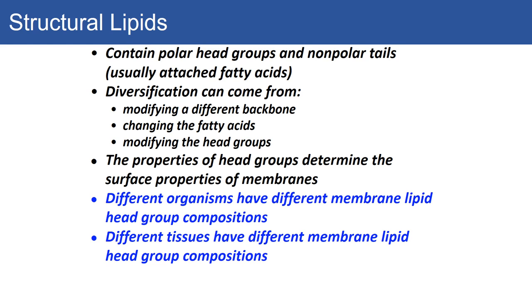Different organisms have different membrane lipid head group compositions based on the function. That's related obviously to the structure and then the function, and different tissues have different membrane lipid head group compositions as well. So where we need different structure and functions of those, we will have different compositions of structural lipids. Also, inner and outer membranes can be different, and even within a cell, different types of membranes have different properties.